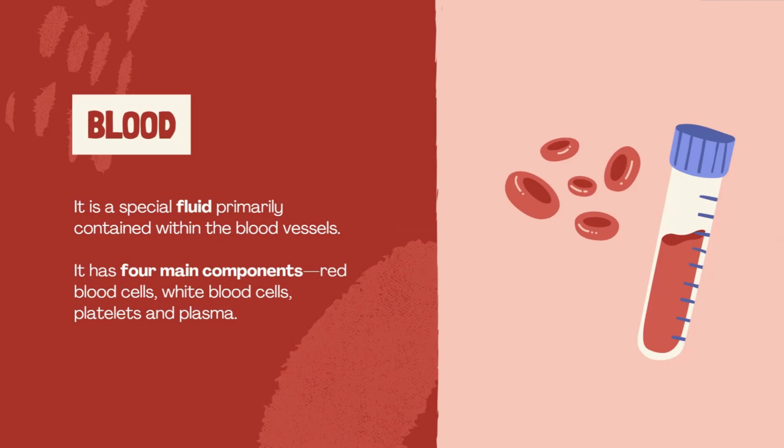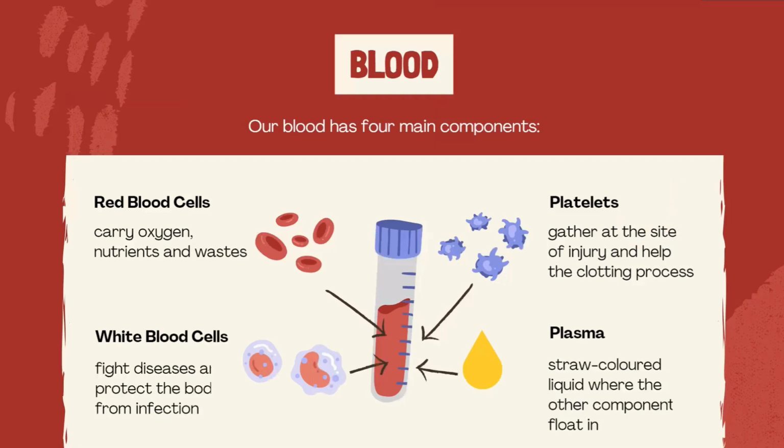Let's look at the functions. Our blood has 4 main components, namely red blood cells, white blood cells, platelets, and plasma. So let's start with the red blood cells. Red blood cells carry oxygen, nutrients, and wastes.